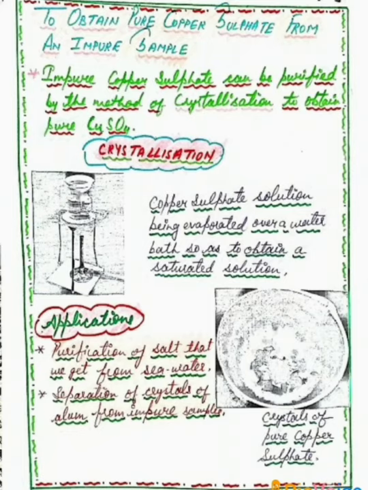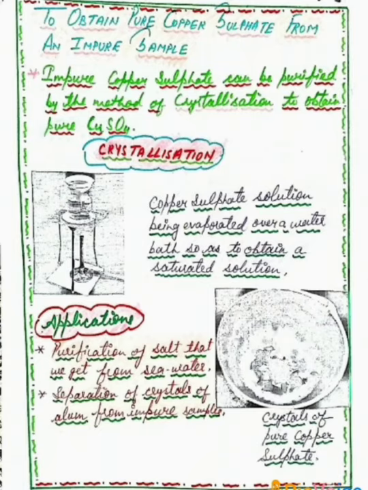Impure copper sulfate can be purified by the method of crystallization. To obtain pure copper sulfate, this is done as follows. Take about 10 grams of impure copper sulfate and dissolve it in a minimum amount of water in a china dish to make copper sulfate solution.